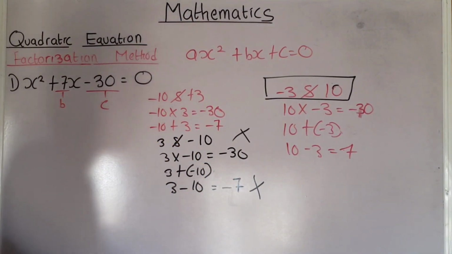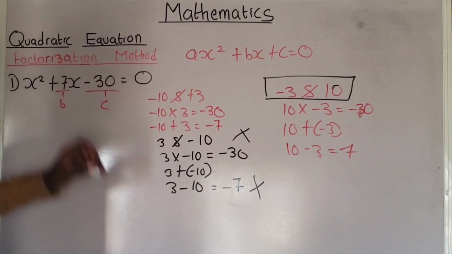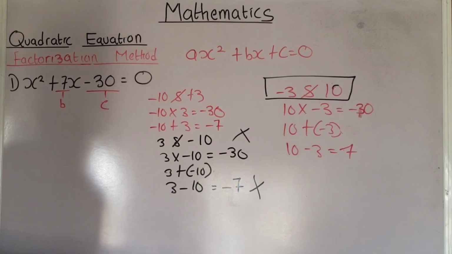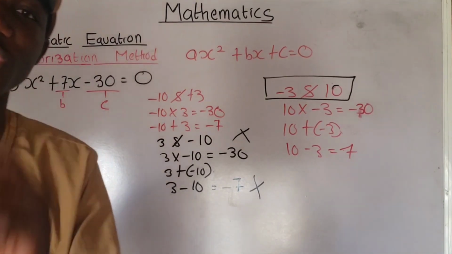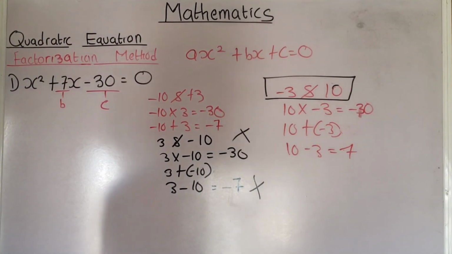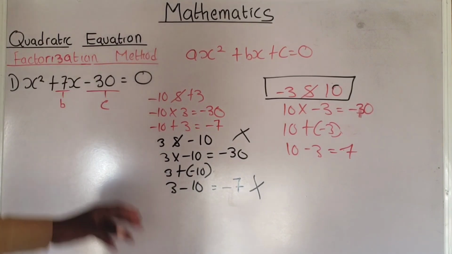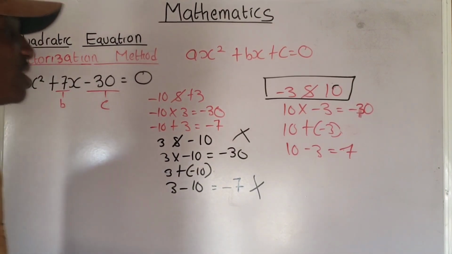So you must be very vast with this. You can see that when I took the product of negative 10 and 3, I actually got negative 30, but when I summed them together, it didn't give me plus 7. Hence, I'm not going to use it. Those two numbers, their product must give us the constant term, and their sum must give us the second term, which is b. In this case, it is positive 7.